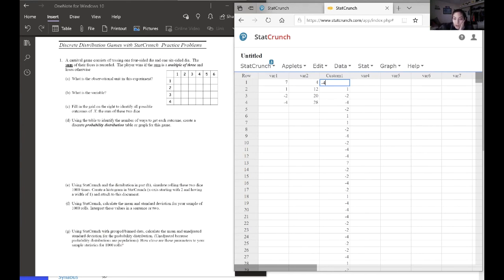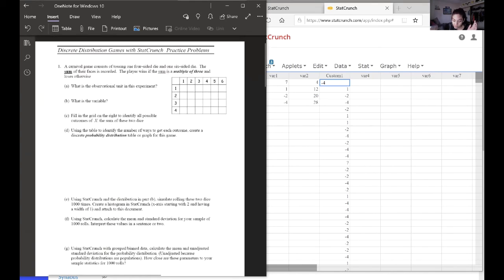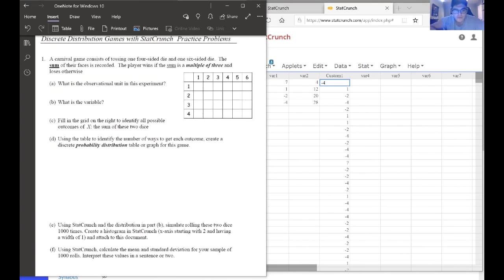Can anyone tell what the observational unit is in here? What are we observing? A die. A die, right? Well, it's actually 2 dice, right? It's a 4-sided die and a 6-sided die. So the observational unit is going to be a toss of a 4-sided die and a 6-sided die, right?